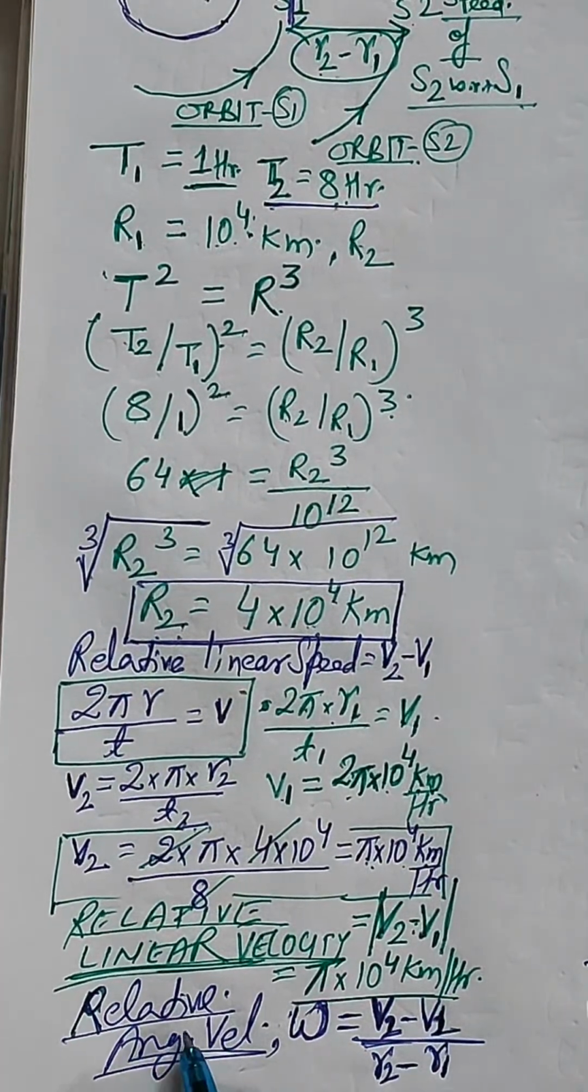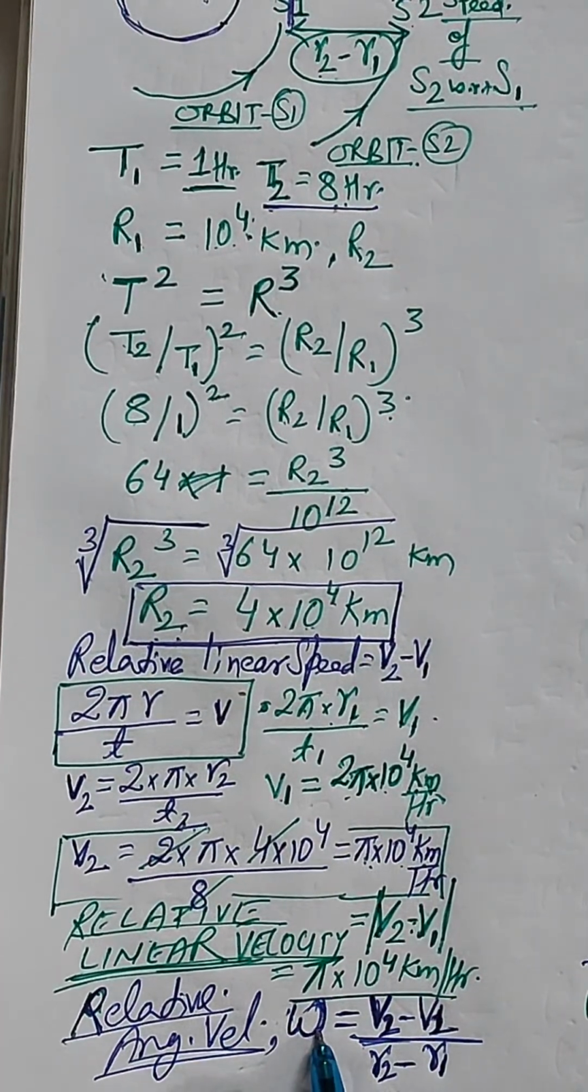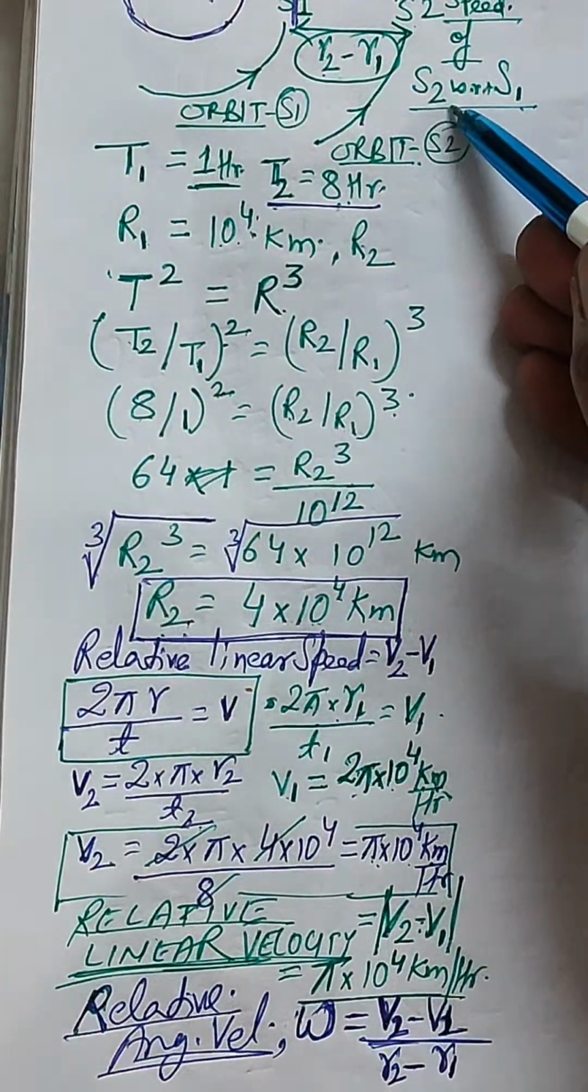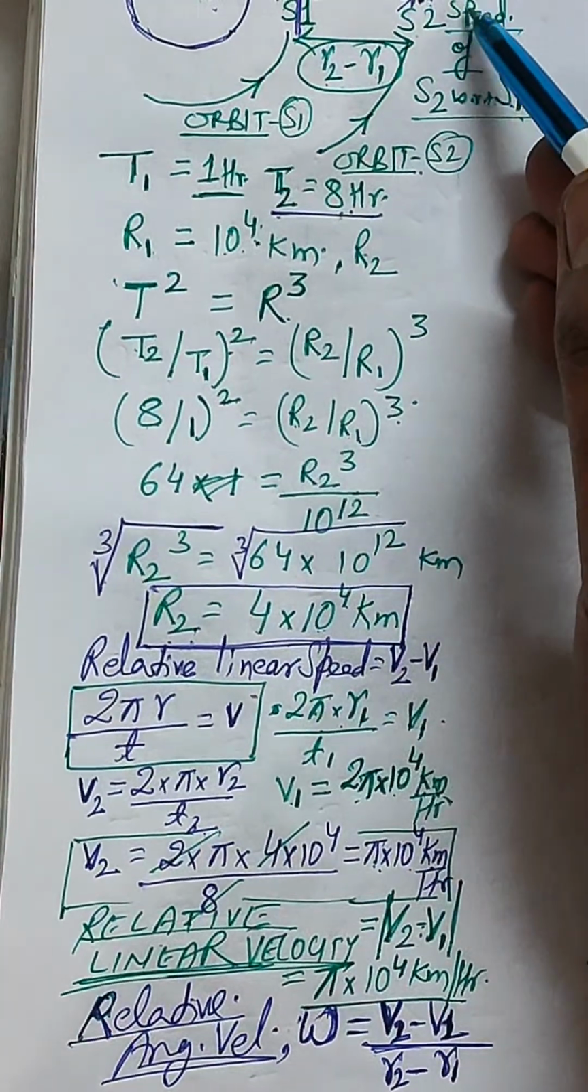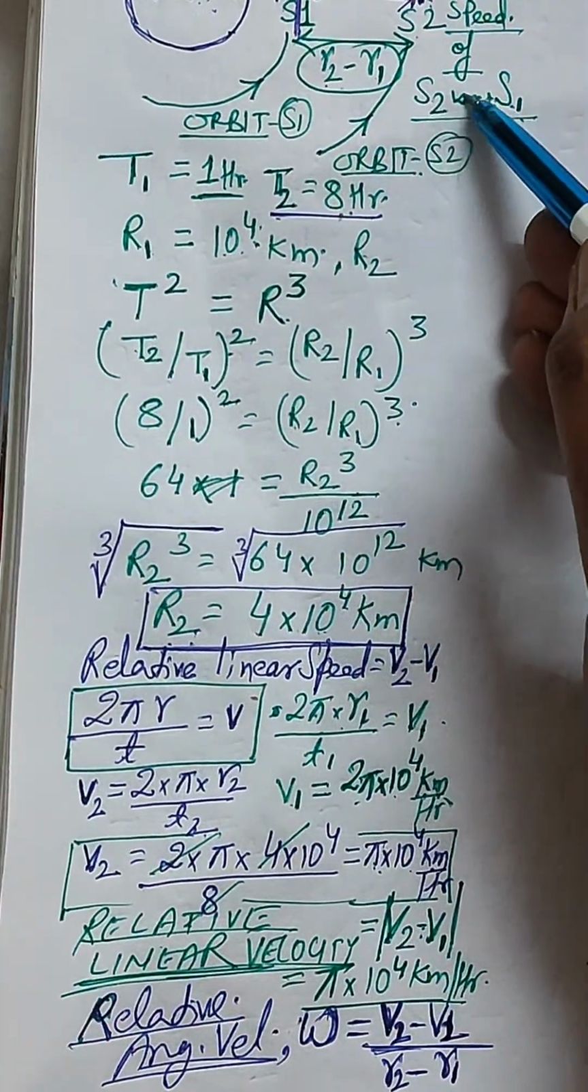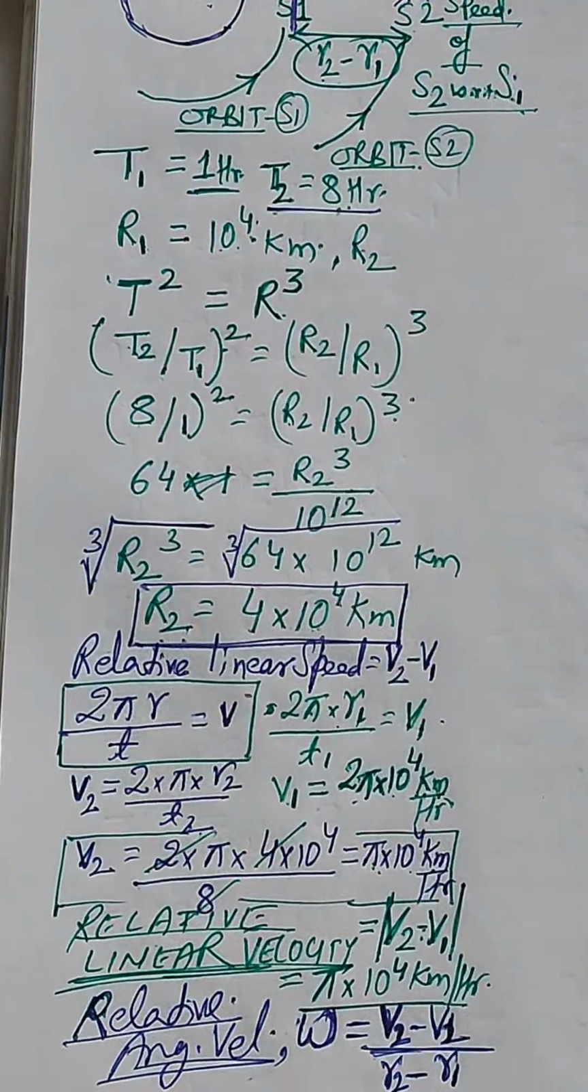So this will give you the relative angular velocity of what? Satellite 2 with respect to satellite 1. This we need to find. Angular speed of S2 with respect to S1, right?